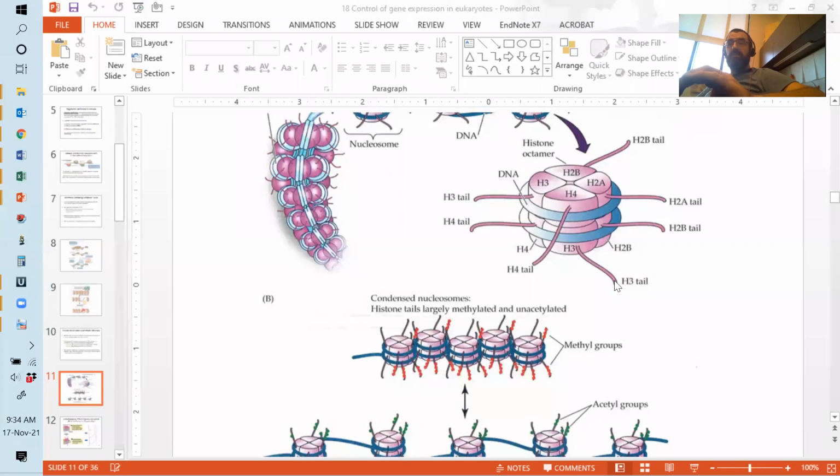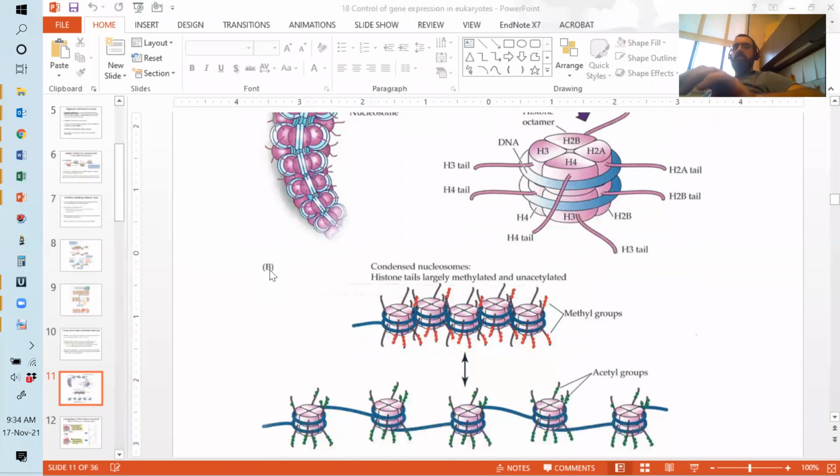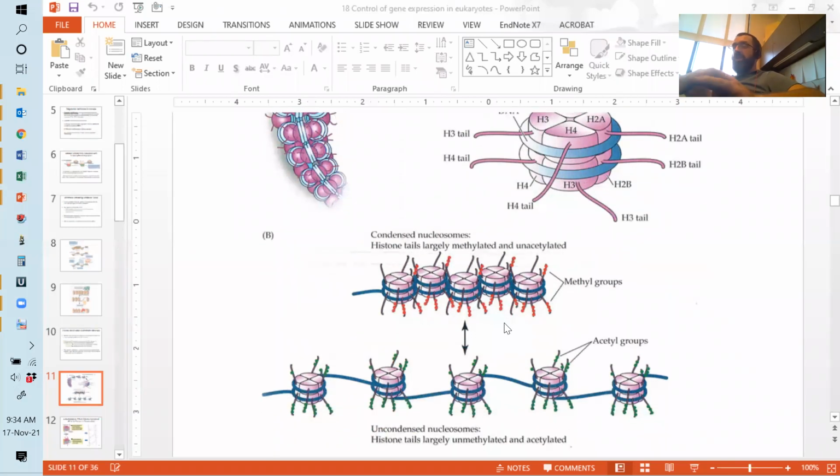And there are 8 different histone proteins, right? In pairs. So there's going to be 2 H3s, 2 H4s, 2 H2Bs, 2 H2As, right? And each individual one of these has multiple residues that can be modified. And so you can see how astonishingly complex this can get, right? And so essentially, in general broad strokes, methylated histones equals heterochromatin.